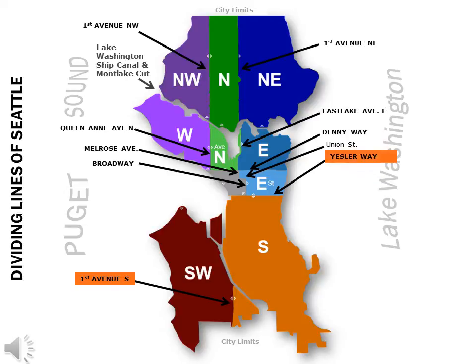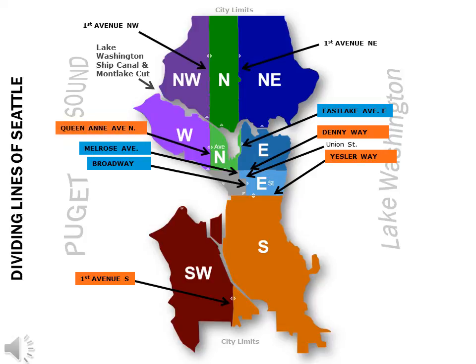Yesler Way divides Avenue South from non-directional avenues, and also divides South Streets from non-directional streets and East Streets. Denny Way divides non-directional avenues from avenues east, avenues north, and avenues west. Eastlake, Melrose, and Broadway divide non-directional streets from east streets, and also divide avenues north from avenues east.